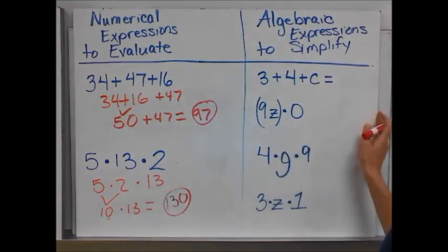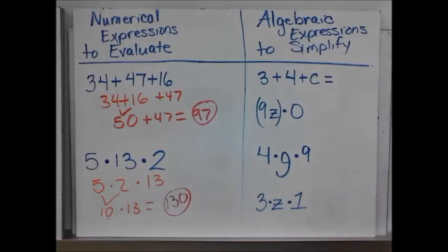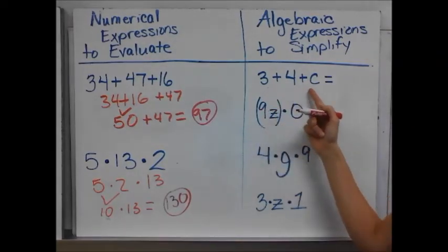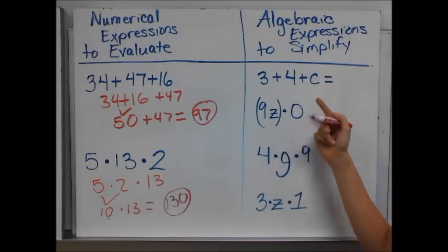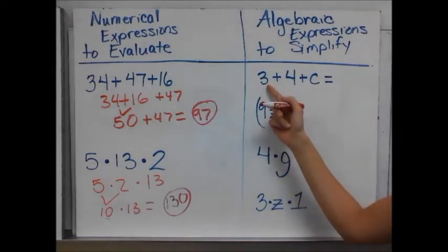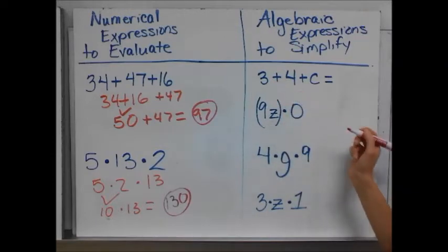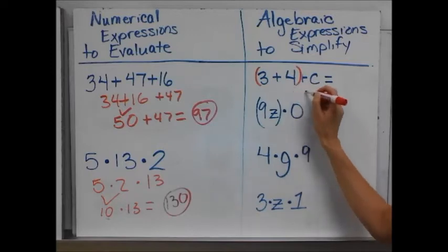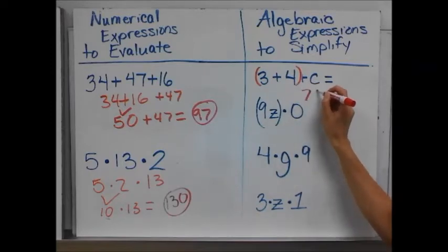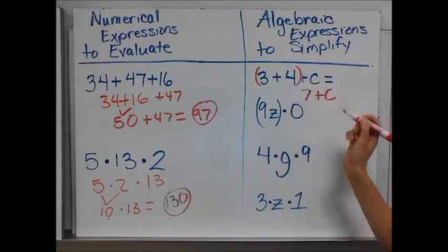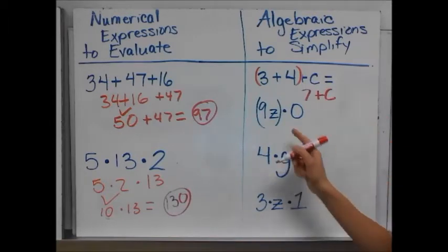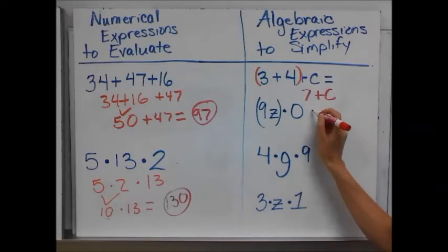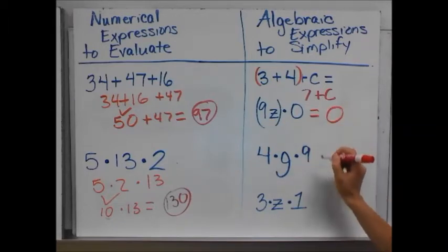Let's look over here at an algebraic expression and simplify it. Here, we have 3 plus 4 plus c. So I am simply going to put 3 plus 4 together and say 7. And 7 plus c is just 7 plus c. All right, here I have 9z times 0. And 9z times 0 is just 0.